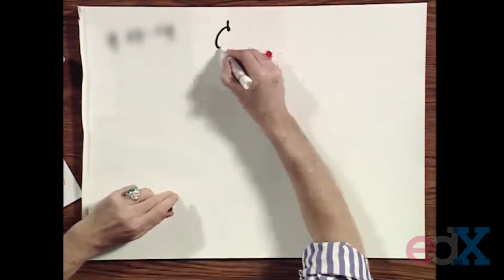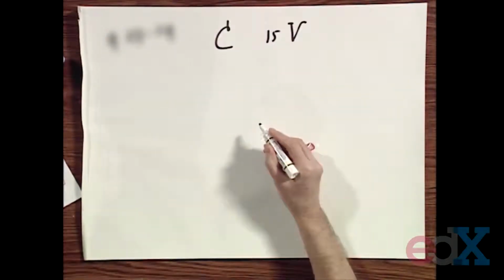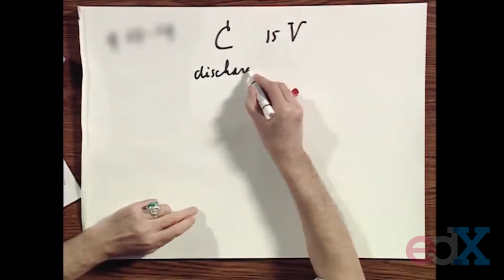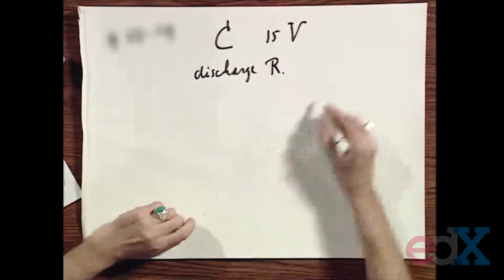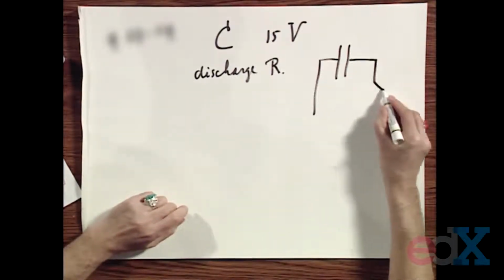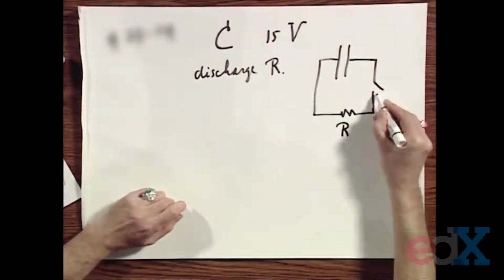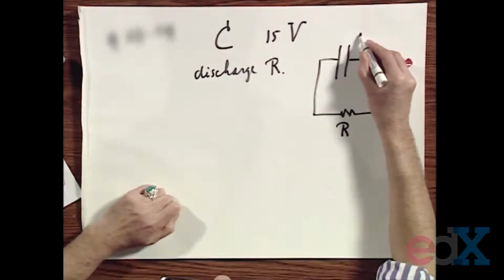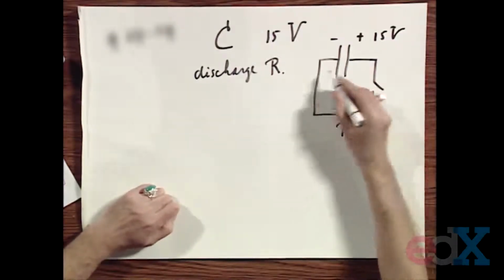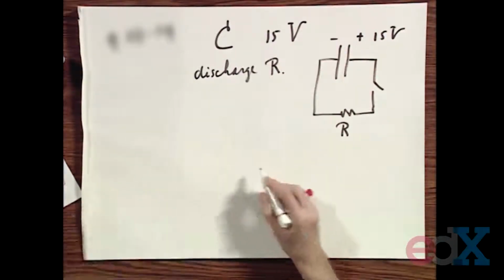We charge a capacitor C and we charge it to 15 volts. Then we discharge it through a resistor R. So here is that capacitor, it's fully charged, switch here, resistor here R. Throw the switch, at first there is plus 15 volts here. We throw the switch, current is going to flow until the capacitor is completely discharged.